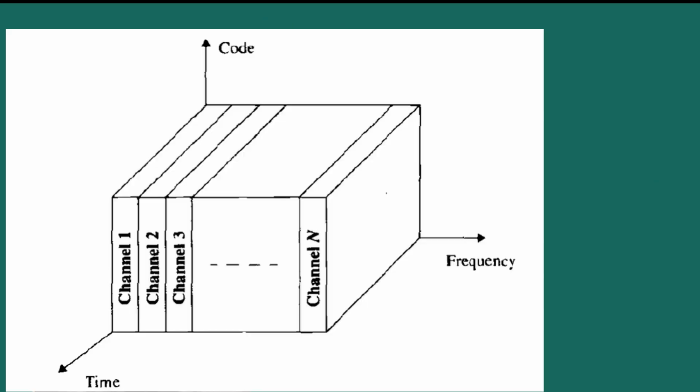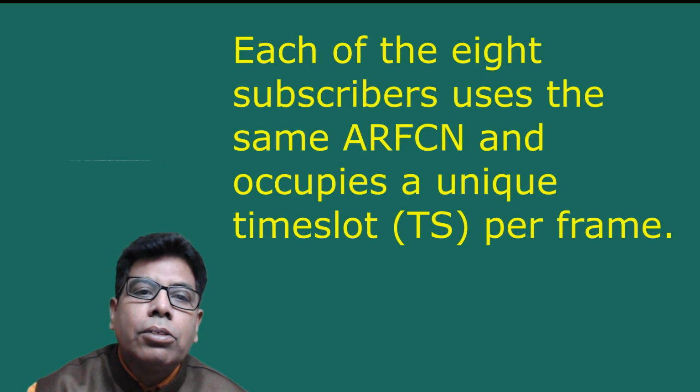It can be seen from the figure that each user occupies a cyclically repeating time slot, so a channel may be thought of as a particular time slot that reoccurs every frame, where n time slots comprise a frame. TDMA systems transmit data in a buffer and burst method, thus the transmission for any user is non-continuous. Then each of the 8 subscribers uses the same ARFCN and occupies a unique time slot, that is TS, per frame. Figure presents frequency and time slot assignment in the GSM system.